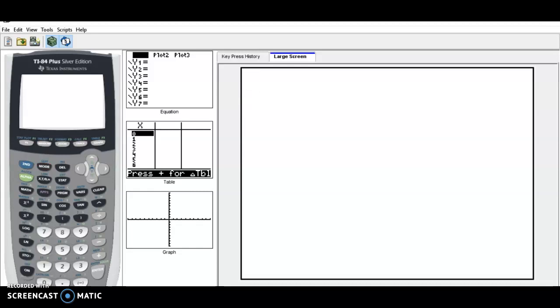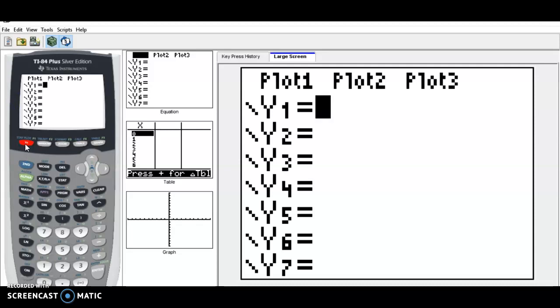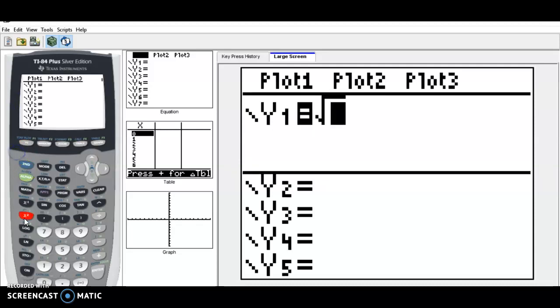So we're going to press the y equals button, and we're going to use the square root key, which is second x squared. So the opposite of square rooting a number is to square it. And then we have to use the variable key, which is right there. So the square root of x, that's all we're trying to do.